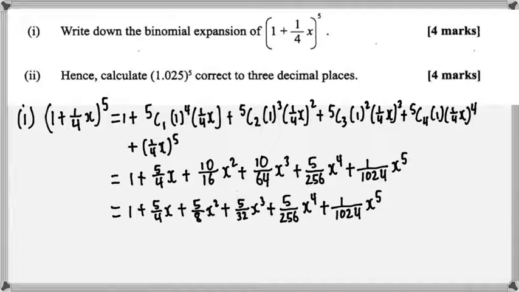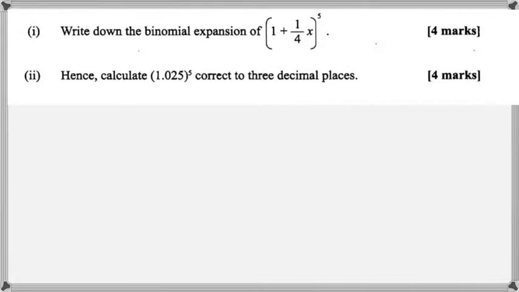Let's look at the second part on our next page. The second part is saying, hence, calculate 1.025 to the power of 5, correct to 3 decimal places. So what do we have to do here? That is the question. They say hence. Hence usually means using the information from the previous part.